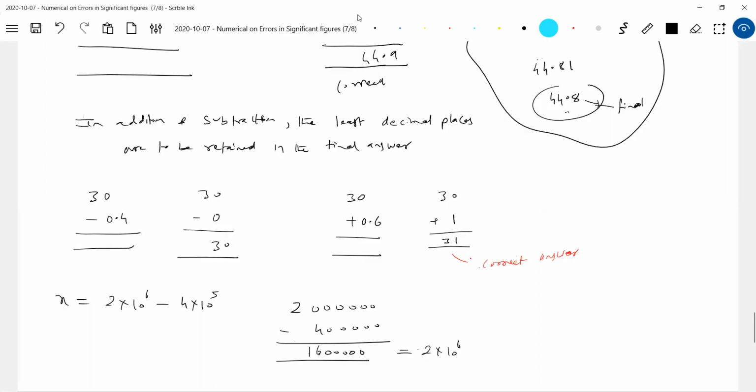Is it justified, or should this be the answer? According to the rule, what will happen? Number of decimal places. Here also, sir, number of decimal places are there. But again, this will become trailing zeros. So this is the correct way of expressing this particular number. Okay, next one more.